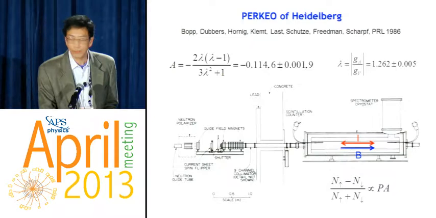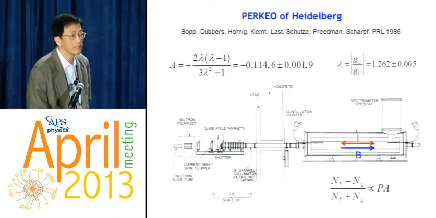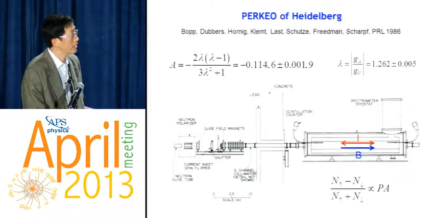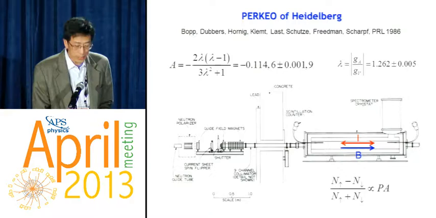The big A parameter, combined with the lifetime of the neutron, can be used to derive V_ud, the largest element in the CKM matrix, and also test the unitarity of the CKM matrix, and hopefully find a clue for a fourth family of quarks.